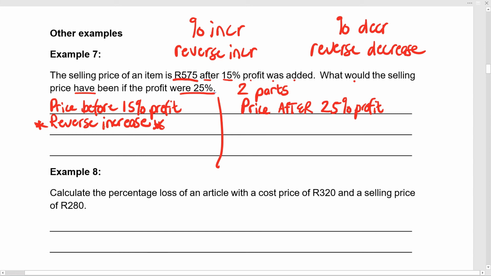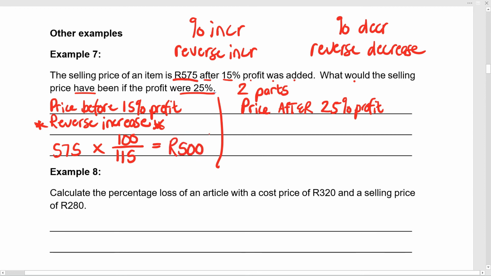Plugging things into formulas, pretty simple. Knowing which formula to use, not quite as simple. So here I'm going to reverse an increase. So I'm going to take my number, my 575, and remember we're going to try and get these formulas off by heart, and that multiplies by 100 over the increase, which was 15%. Okay, and that gives me 500 Rand.